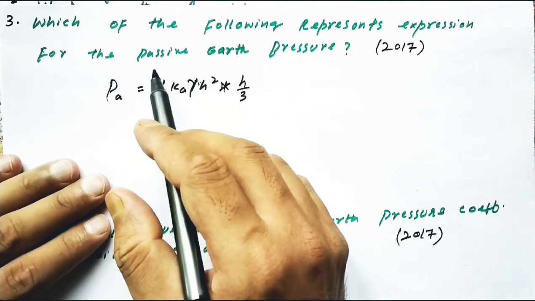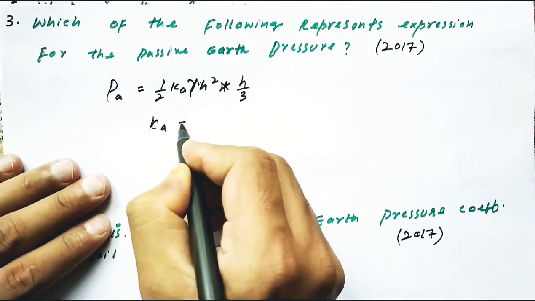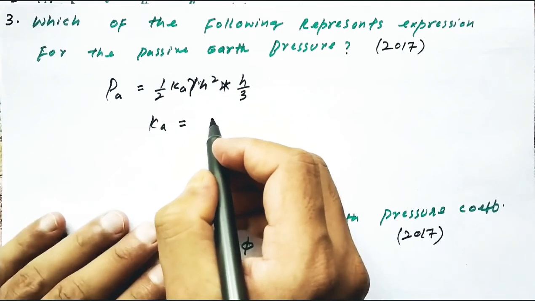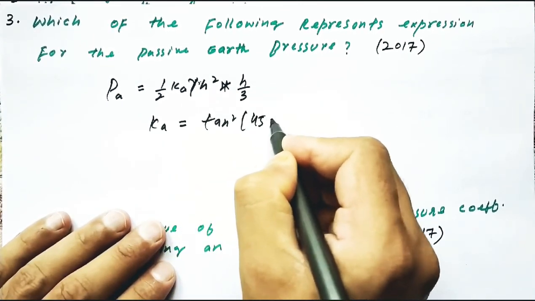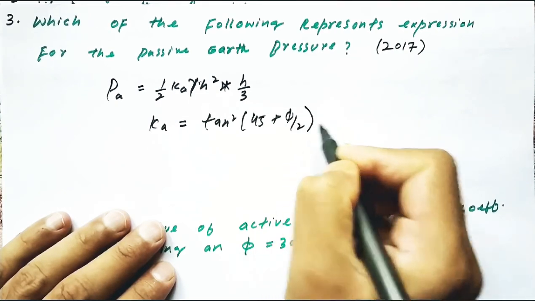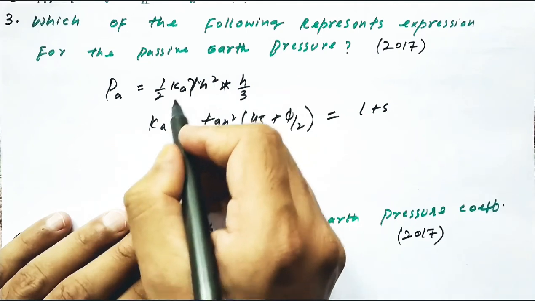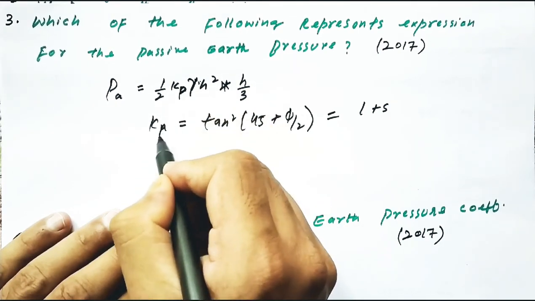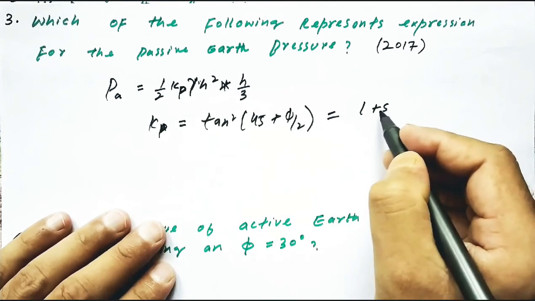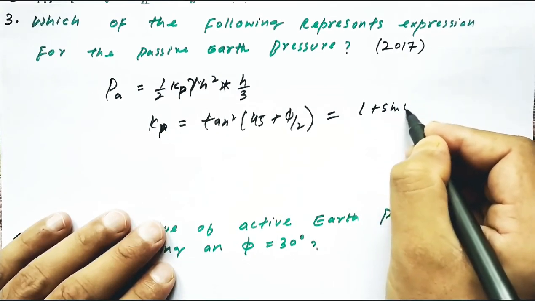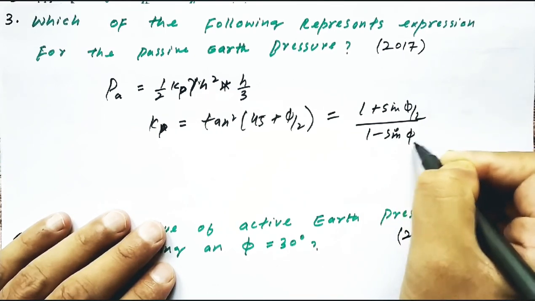Now the expression for this: K is the coefficient of earth pressure, and this coefficient is equivalent to tan square of 45 plus phi by 2. Sorry, here it should be Kp, the passive coefficient of earth pressure Kp, and it is 1 plus sine phi by 2 divided by 1 minus sine phi by 2.